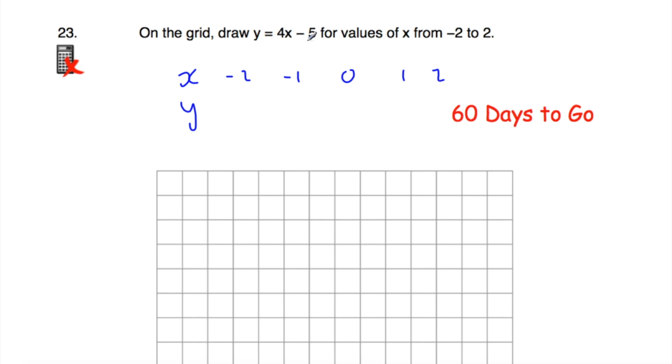So let's start off with 2. 4 times 2 is 8, take away 5 is 3. 4 times 1 is 4, take away 5 is -1. 4 times 0 is 0, take away 5 is -5. 4 times -1 will be -4, take away 5 will be -9, and finally 4 times -2 is -8, take away 5 will be -13. So we found the values in our xy table, now we just need to plot them.